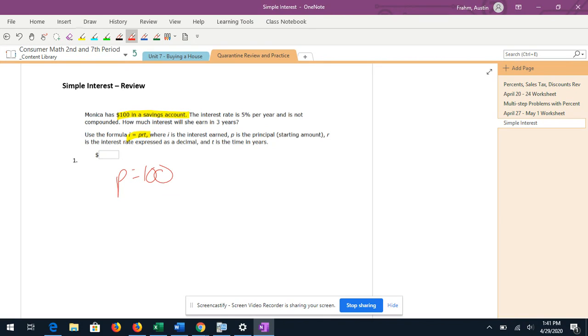The R is the interest rate expressed as a decimal. They tell us that the interest rate is 5%. So they give it to us as a percentage, which means we need to change it into a decimal by dividing it by 100, which would be 0.05. And then they say that T is time in years, and they give us the years right there, it is 3, so T equals 3.